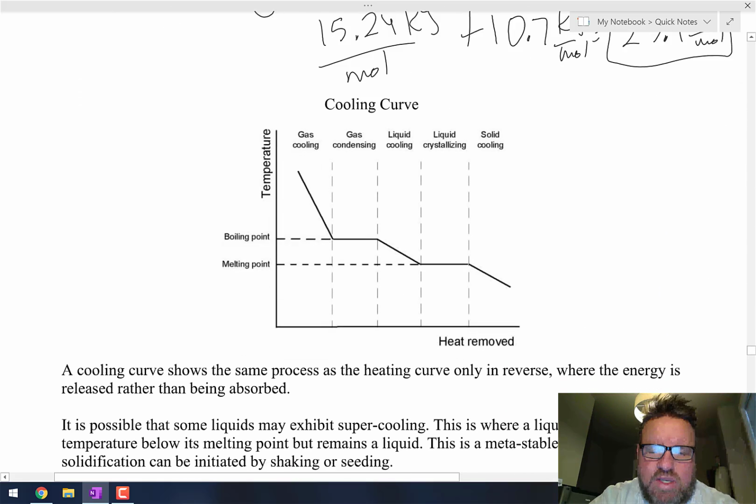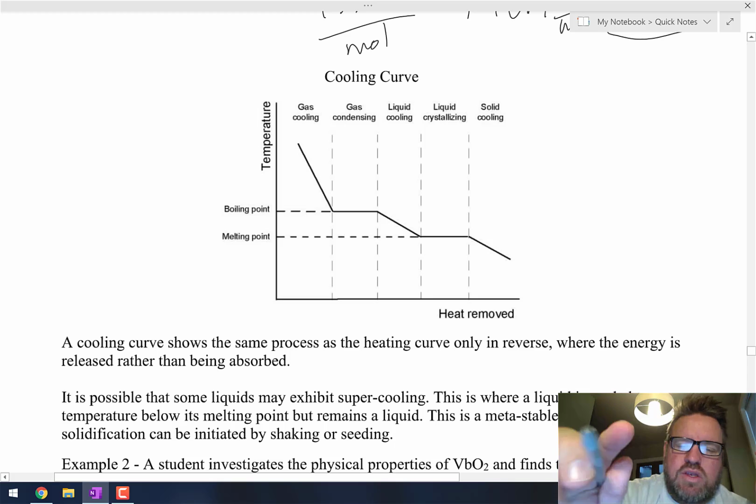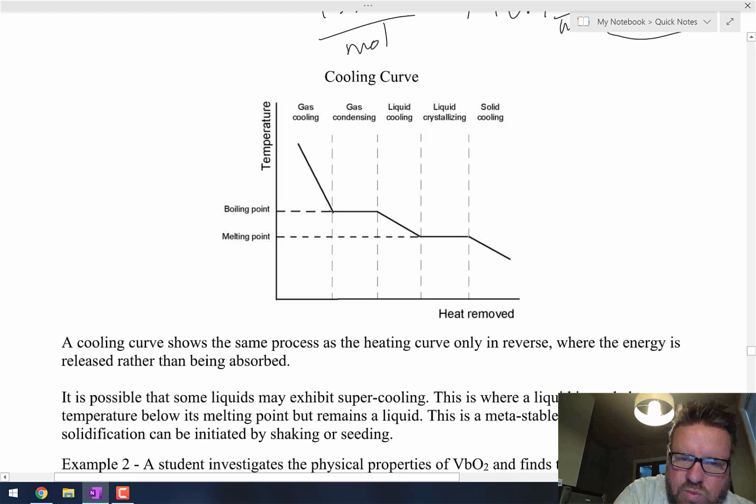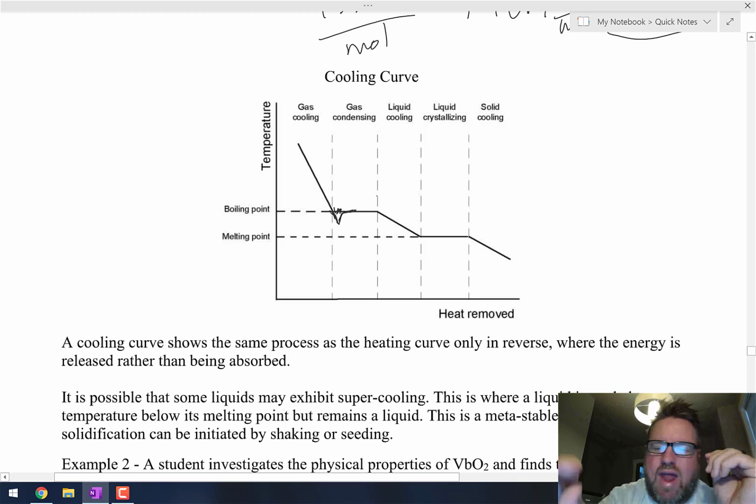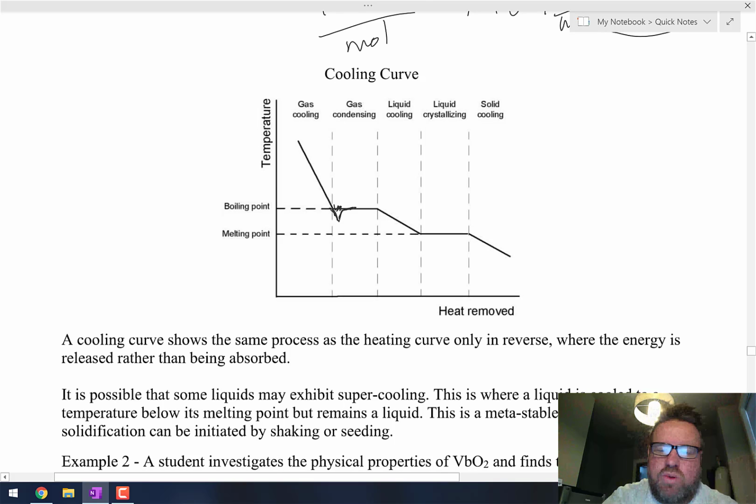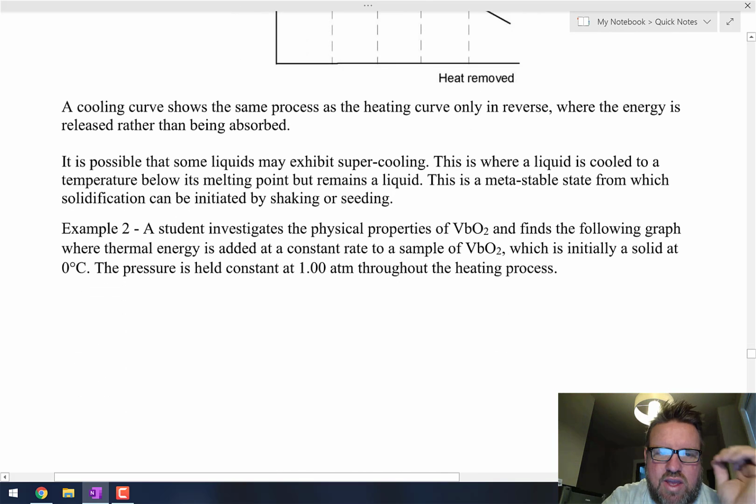Here we can see this. Sometimes you will see where this will drop down a little bit lower and then come back up. So that part there won't be there. Okay, and when that happens, that's because it's called supercooling. Again, you're not going to see that on the AP test.